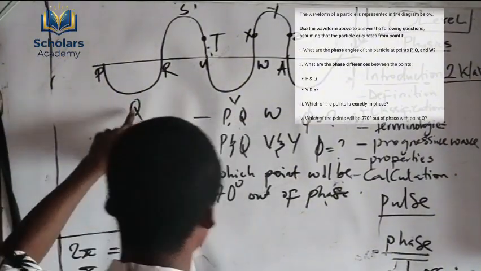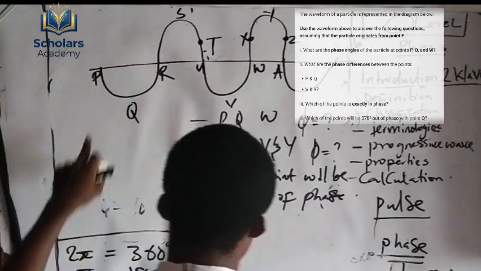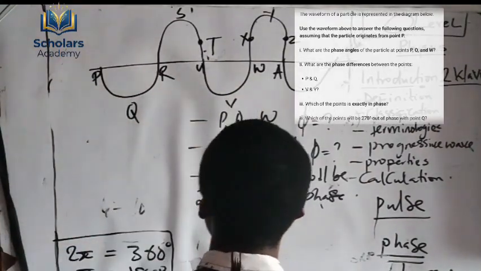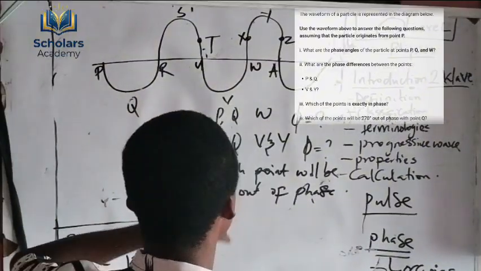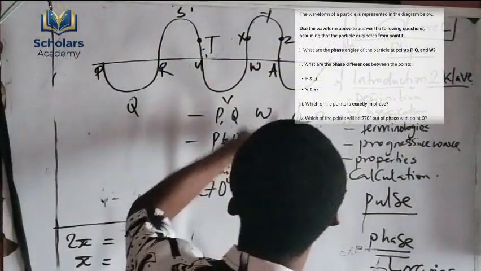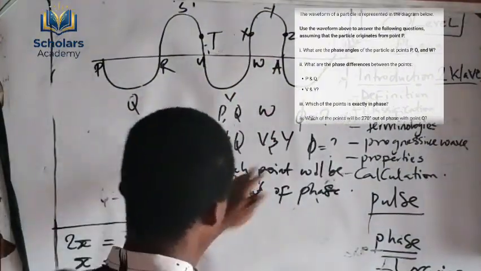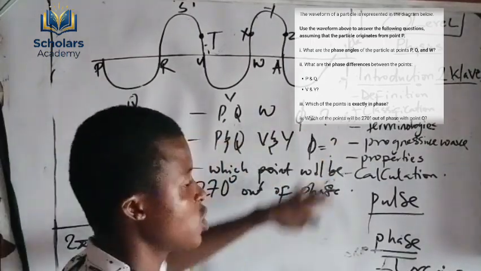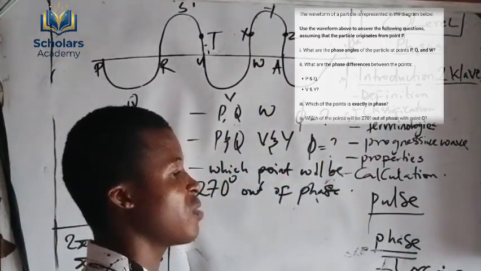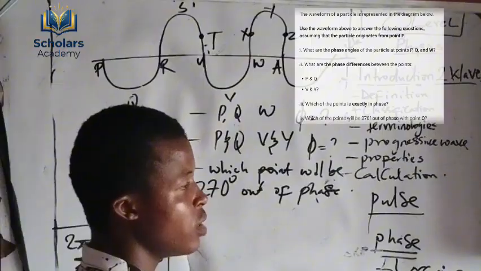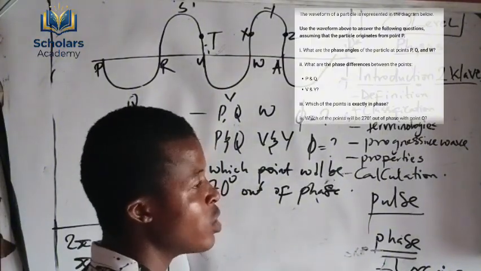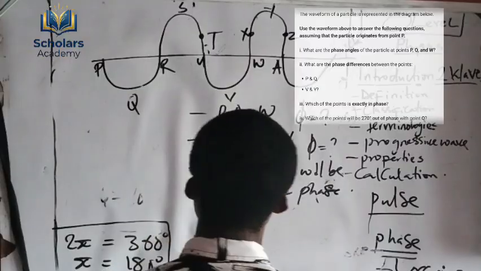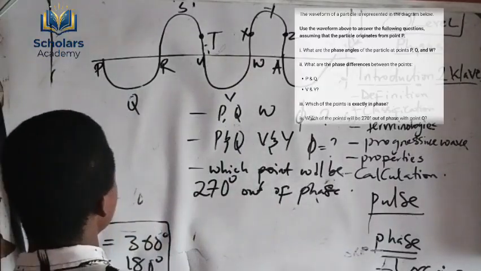Obviously, we should actually see that P and Q, they are not in phase. Now what about P and W? Are they in phase? Now P and W and Q, they are also not in phase. Now V and Y, they are also not in phase. But the phase angle can actually tell us. So we now know that anytime we have a particle to have 0 degree or to have 360 degree, those particles will definitely be what? In phase. Okay? So now let's look at that.